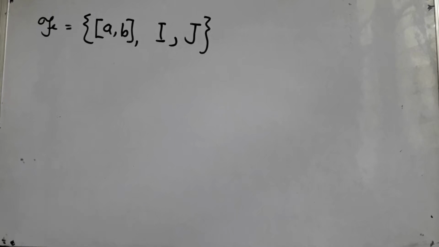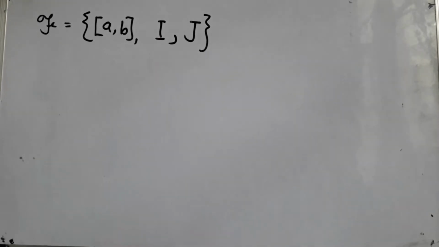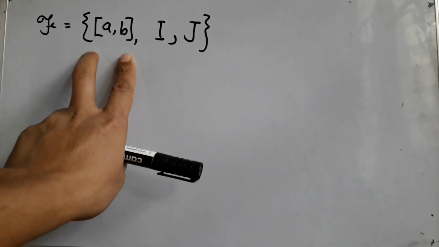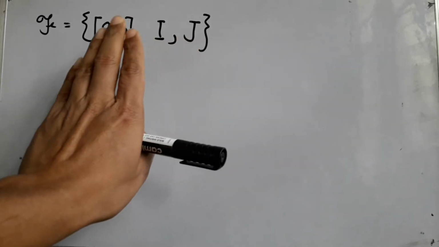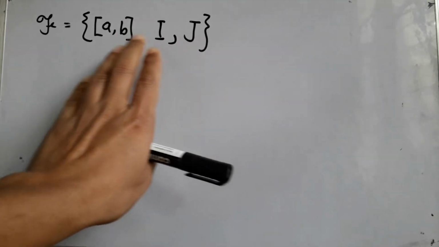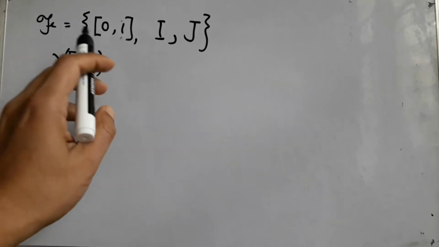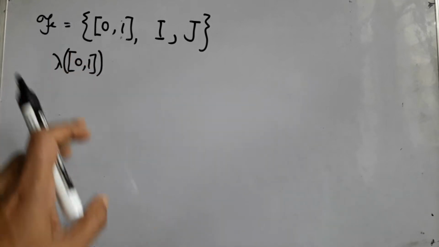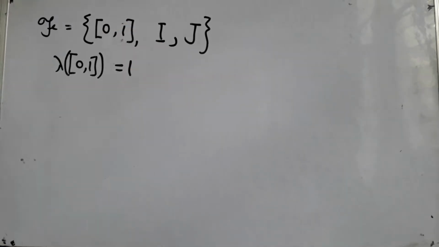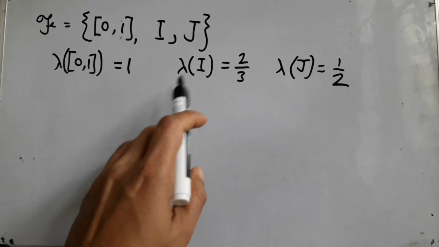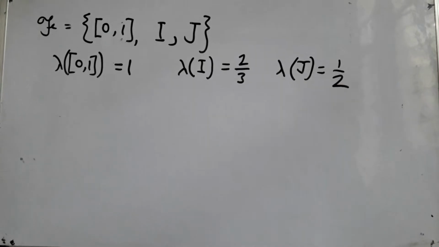In our toy example, we start with our initial collection, very small, just a finite collection. I have the entire set AB and any two intervals I and j, and I tell you what the lengths of these are. To fix ideas, suppose I take A equal to 0 and B equal to 1. In that case, length of this has to be 1. And I tell you that length of this interval I is 2 by 3. Length of this j is half.